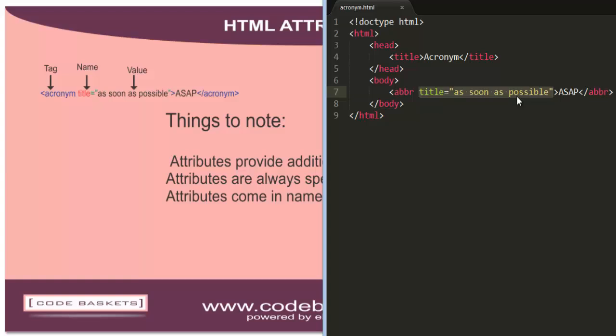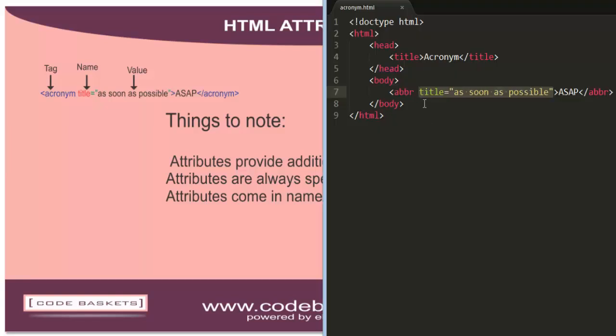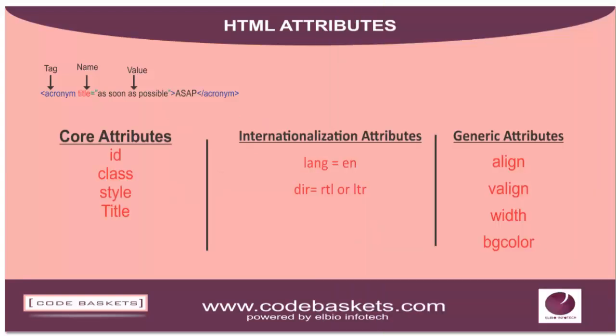So if we want to write any HTML attribute, we place it at the opening tag and not at the closing tag. Note that attributes come in name and value pairs. HTML attributes always come in the name and value. Like in the case of this title attribute to the acronym, title is the name and as soon as possible is the value. Take note of the syntax, which is the equal to and the quotes where the value is being written. Let's treat some other kinds of HTML attributes.